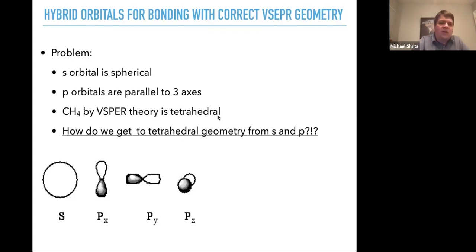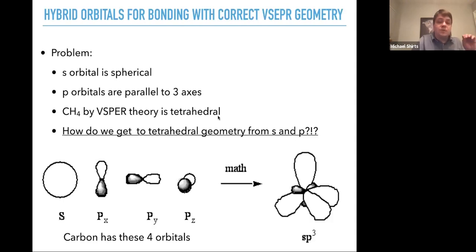It turns out that when you look at possible new orbitals you can form out of combinations of s, px, py, pz, you can come up with new combinations of those orbitals that have different shapes. Carbon has these 4 orbitals, but you can look at combinations of them to get new orbitals that actually do have a tetrahedral geometry. These are called hybrid orbitals. They're combinations of the s and p orbitals. And we call these sp3.